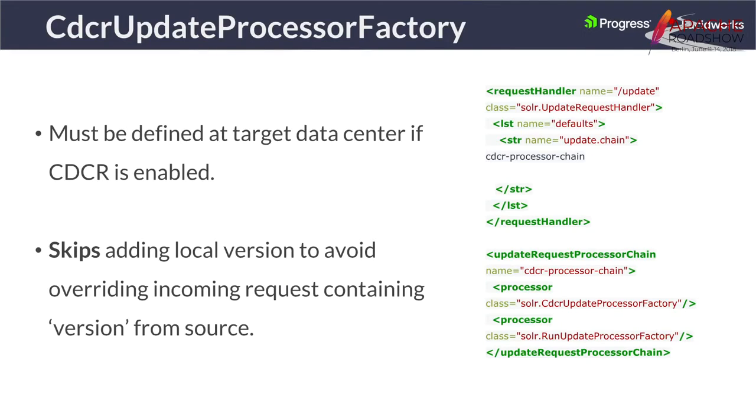This is how you can define the CDCR update processor factory. You would define it in the update request processor chain, which will be the default chain of the update endpoint. If you really would like to understand what request handlers, update request processor chains, or update processor factories are, check out the official documentation to understand them better.